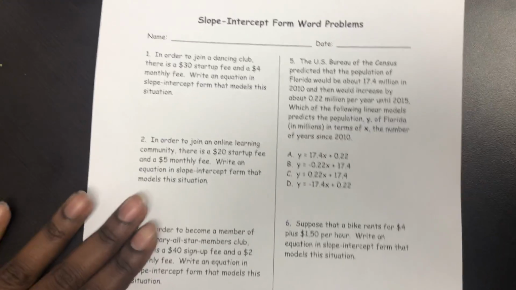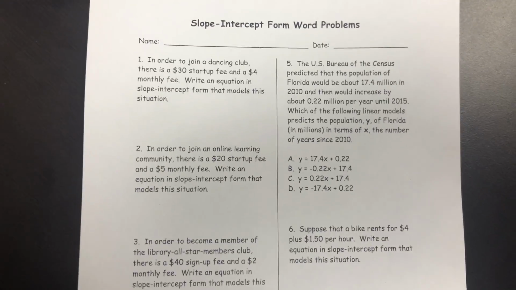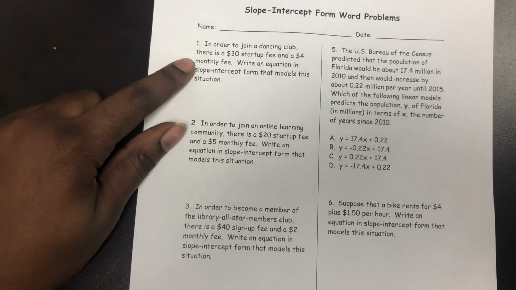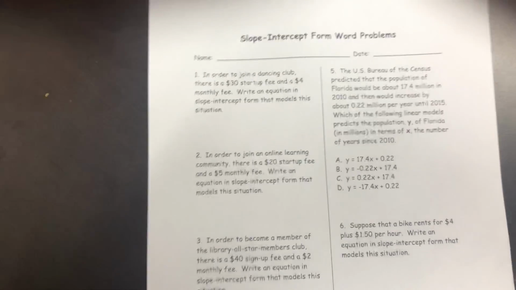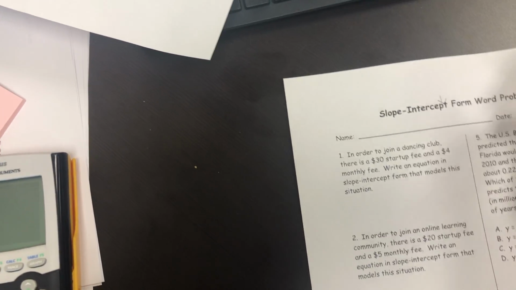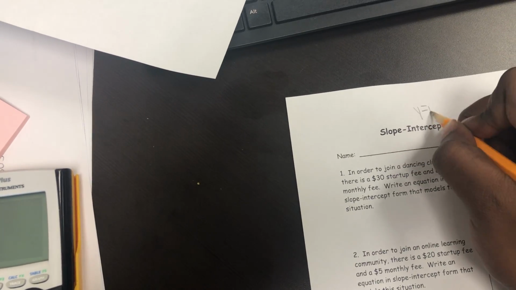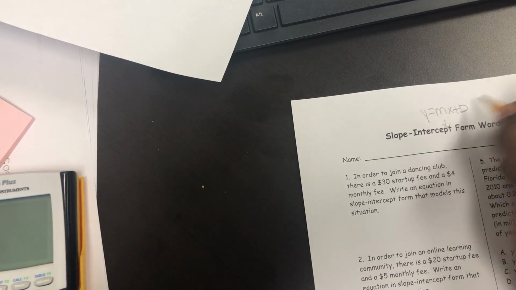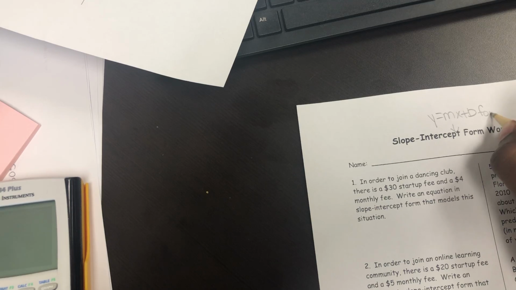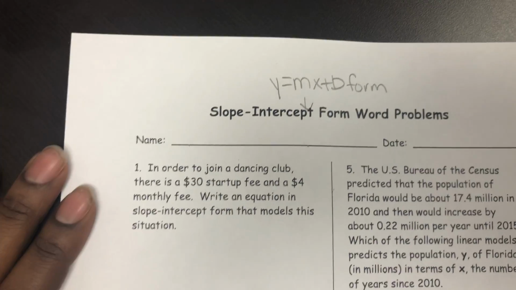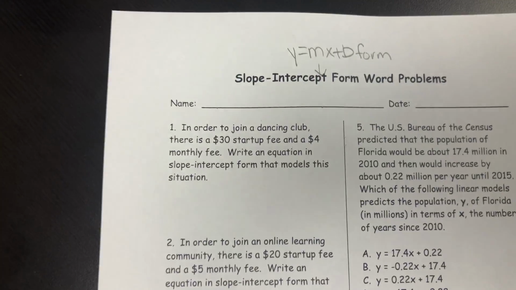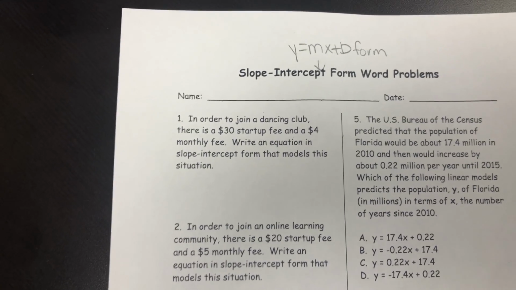All right, so the main lesson for today is going to be basically just taking these word problems and then writing them into our slope-intercept form. So slope-intercept form is basically just another word for y equals mx plus b form. So just make sure you write that up there. That way, whenever you see it, you're not confused on what they mean by slope-intercept form.